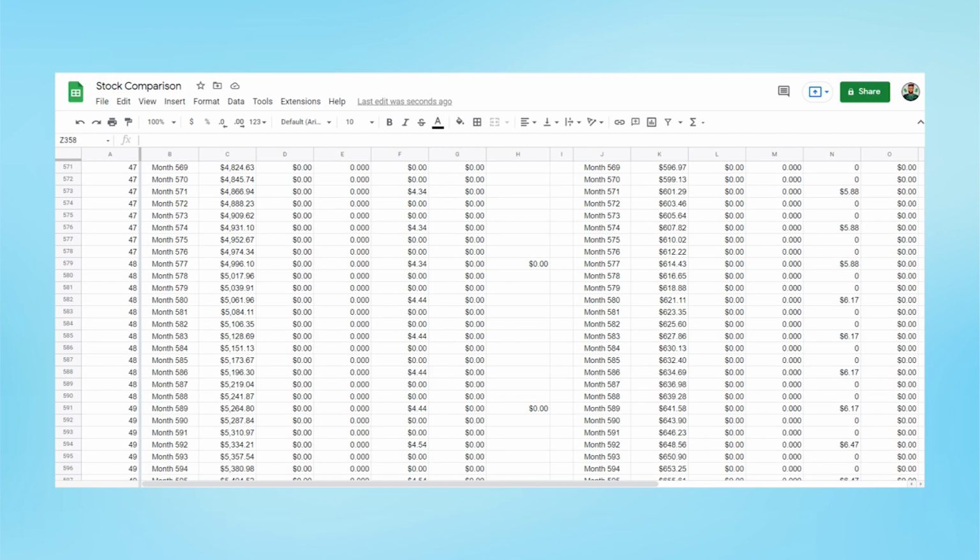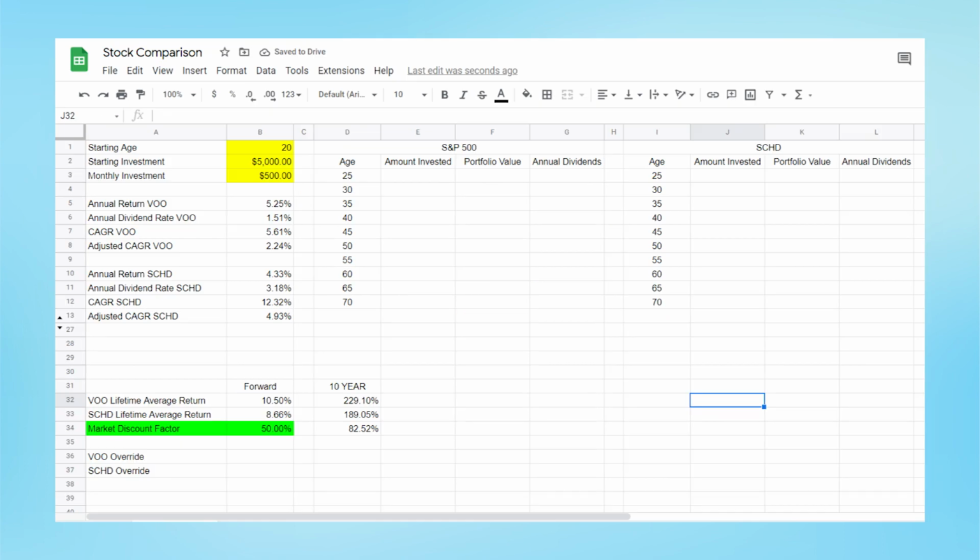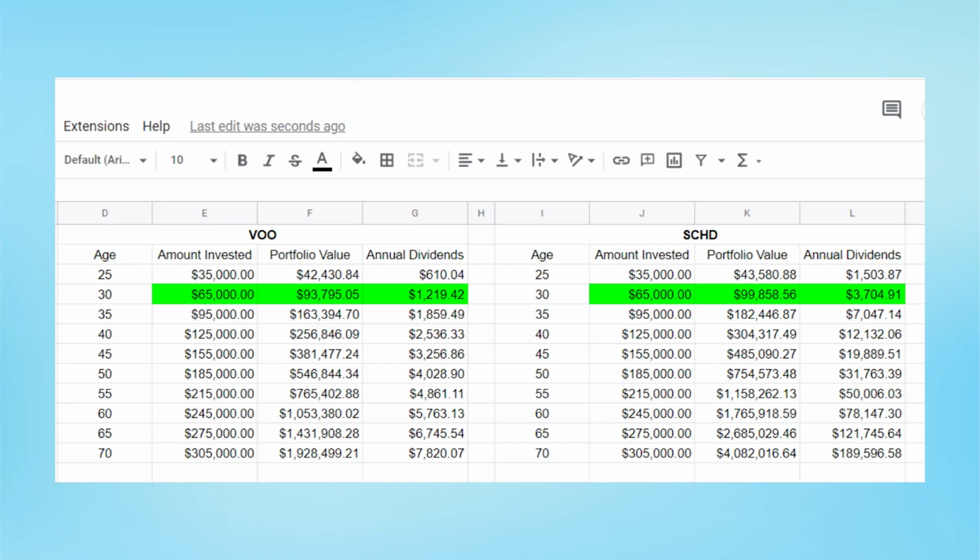You can see I've forward projected the capital appreciation and dividends based on those numbers monthly for the next 50 years in the second tab. Let's assume we start with an initial investment of $5,000 and monthly contributions of $500. And keep in mind here, we're assuming that we're reinvesting dividends up until the point that we decide to start living off our dividend payments. After 10 years, we have $93,000 with VOO, earning over $1,200 per year in dividends, and just under $100,000 with SCHD, earning $3,700 in dividends.